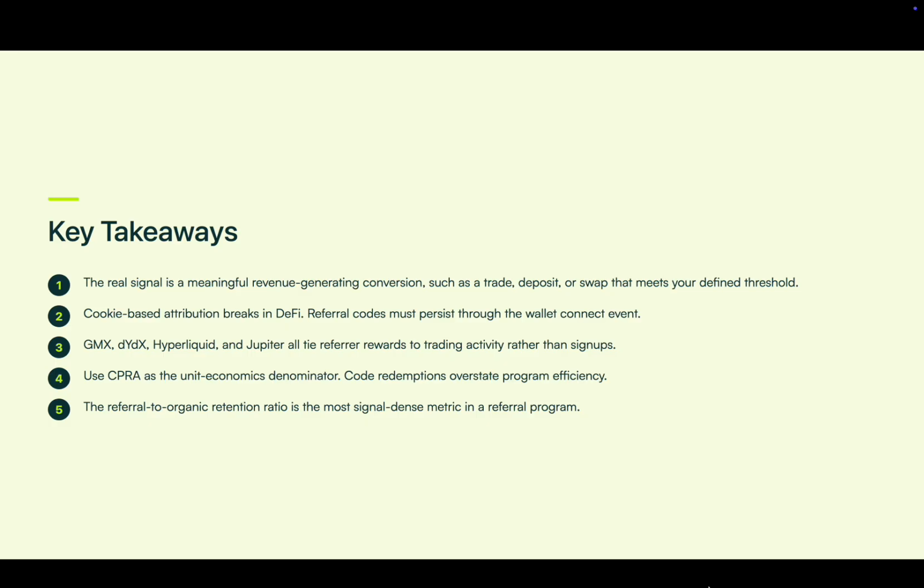Third, major DeFi referral programs such as GMX, dYdX, Hyperliquid, and Jupiter tie rewards to trading activity rather than signups. Fourth, cost per referred activation, or CPRA, gives you a much more useful view of acquisition costs than simply counting referral code redemptions. And finally, the referral-to-organic retention ratio can tell you whether referrals are bringing genuine users or primarily incentive-driven traffic.